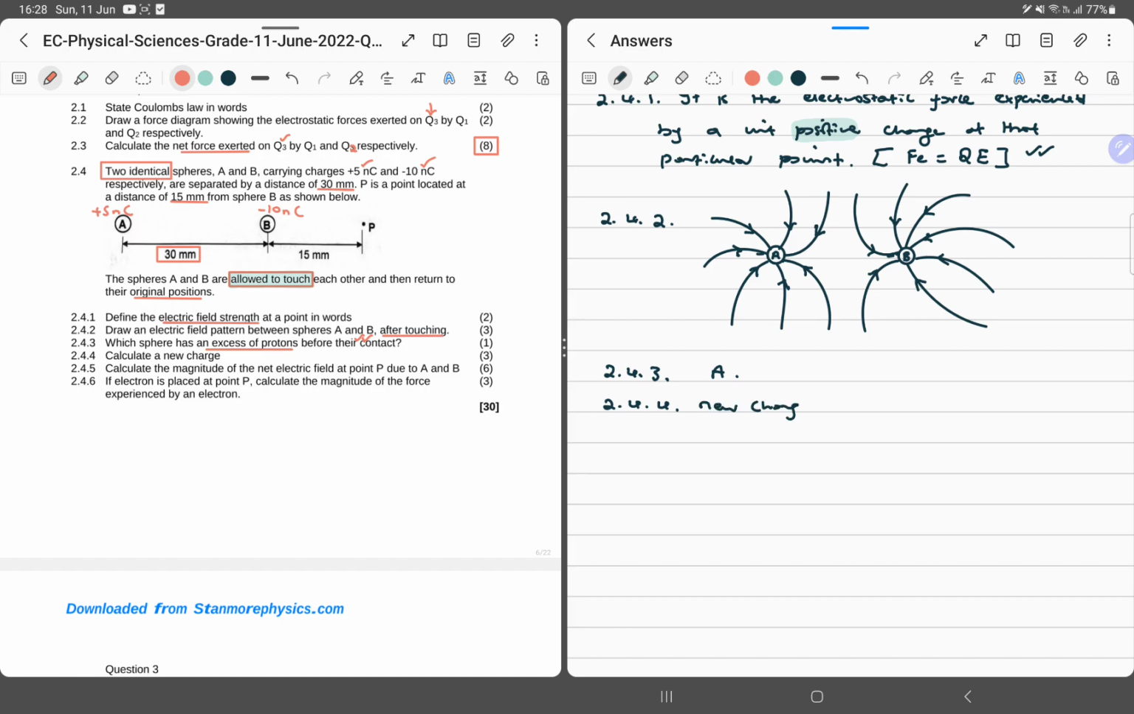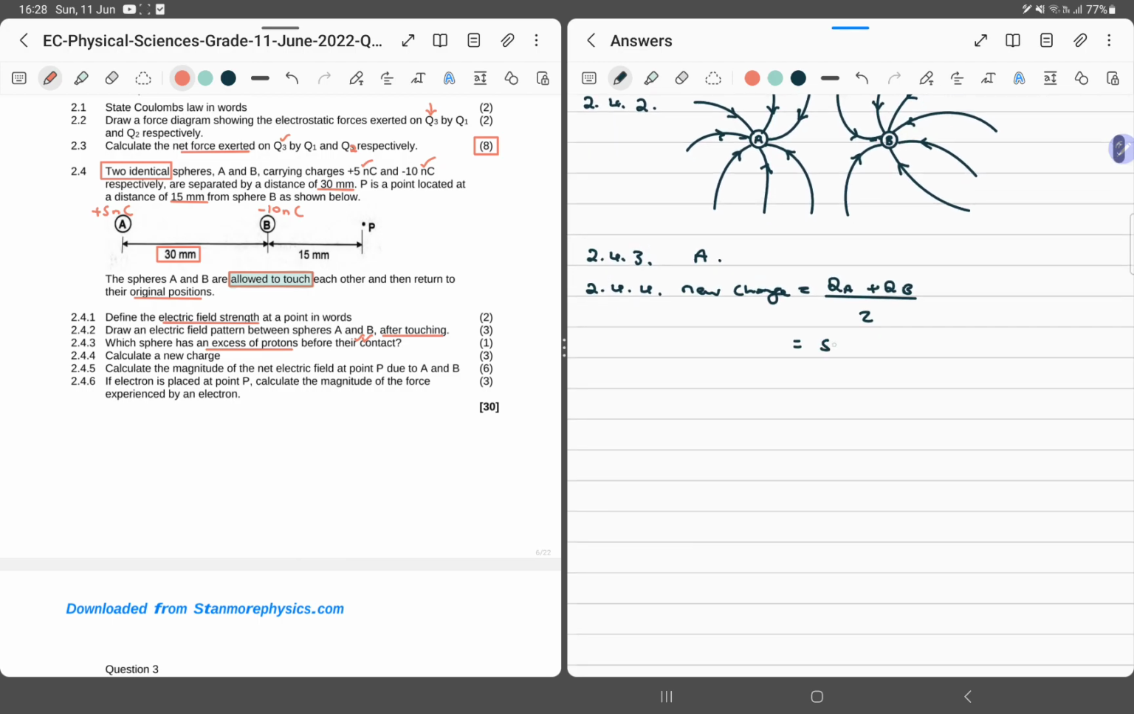So the new charge is going to be equal to QA plus QB all over 2, right? So let's do it. This is 5 nano, it says 10 to the minus 9, plus minus 10 times 10 to the minus 9. All of that stuff, we are halving it. Now I got minus 2,5 times 10 to the minus 9 coulombs. So please verify that one in case.